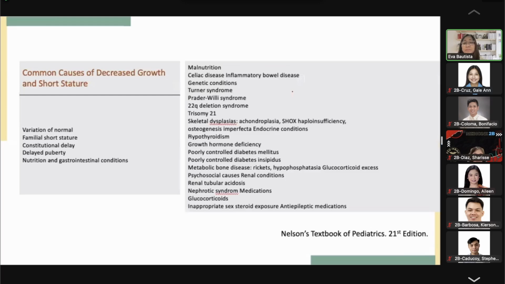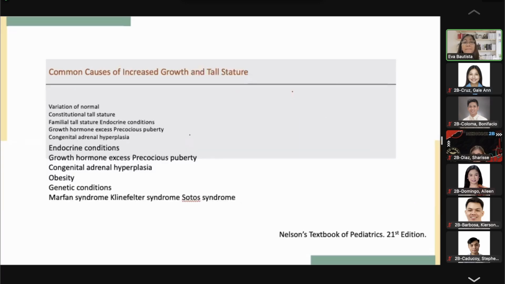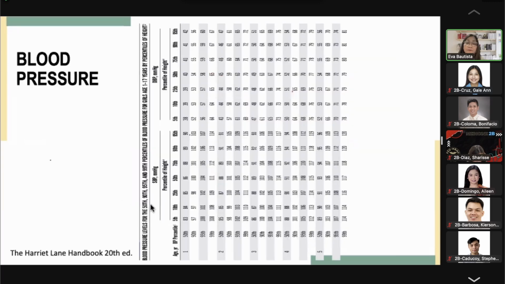So I will just be flashing the common causes of decreased growth and short stature found naman in Nelson's. Okay, I will just pass by this. Sorry for this one. This is from Harriet Lane.